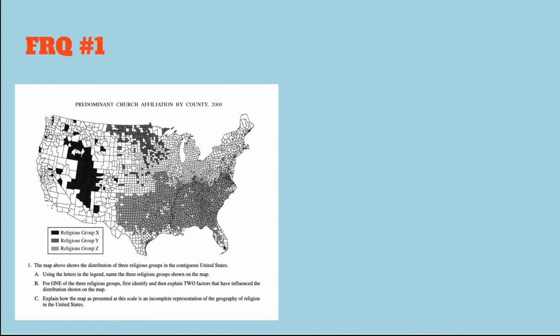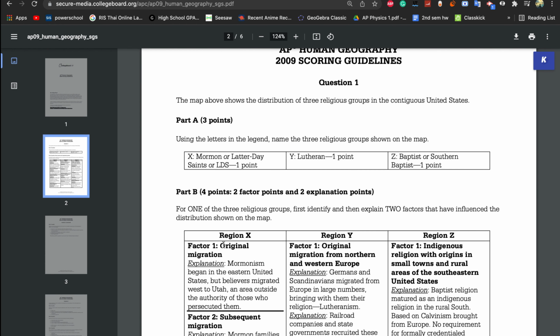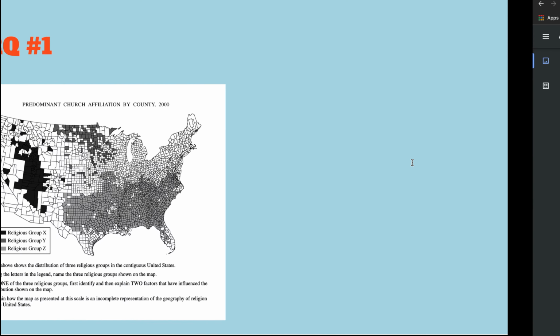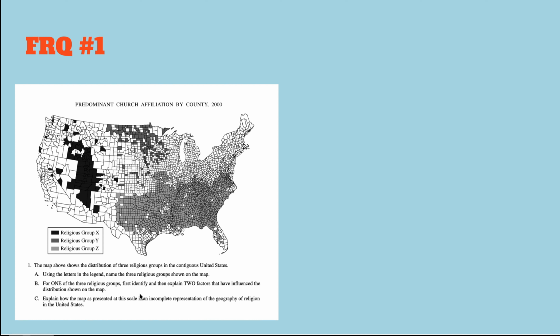So, what would that be? This is a simple background question, and if you are familiar with it, X, those are the Mormons or Latter-day Saints. The Y, those are the Lutherans, and Z, those are the Baptists, or you could say Southern Baptists. You receive a point for each one of them. It's more of a background knowledge question, so if you did not know that, I guess that's unfortunate, but you could score well on the other sections, and it's a general knowledge type of question.